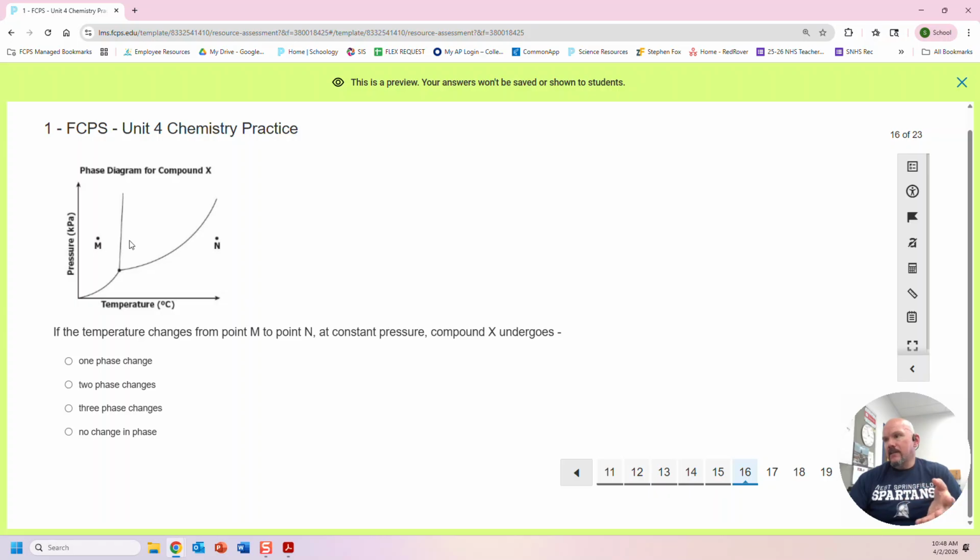So if it crosses the line, it's changing phase. So here, as we increase the temperature, if it crosses this line, that would be melting, right? Solid to liquid. And then as we keep heating up and we cross this line, that would be boiling, right? Vaporization. That would be liquid to gas. So 2 phase changes. All right. 3 states of matter, 2 changes. Okay.